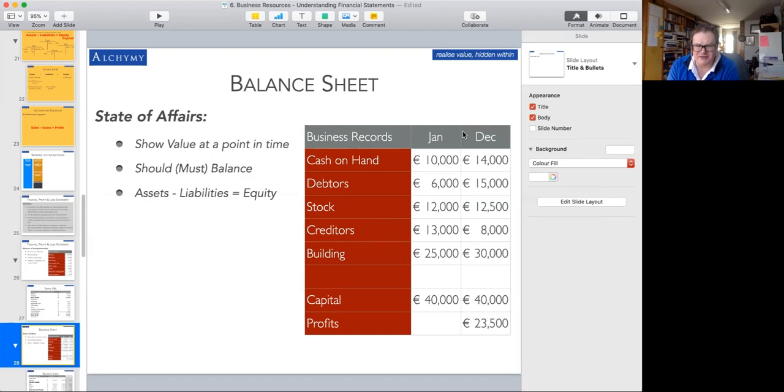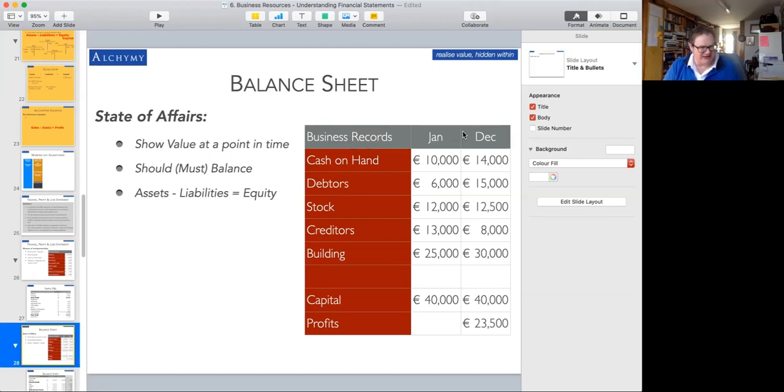So here you'll see a set of numbers, the January figure and the December figure. What we can see is that cash on hand has gone up by 4,000. Debtors have gone up by 9,000. Stock has barely moved, which is not a bad thing. Creditors have fallen, which is possibly a good thing. And our buildings have gone up by 5,000. Looking at that, we don't know if we made a profit or loss yet, but what we can see is we've invested in our buildings. So we spent some money on capital items. The 5,000 increase in buildings is a capital investment. It's nothing to do with profitability.